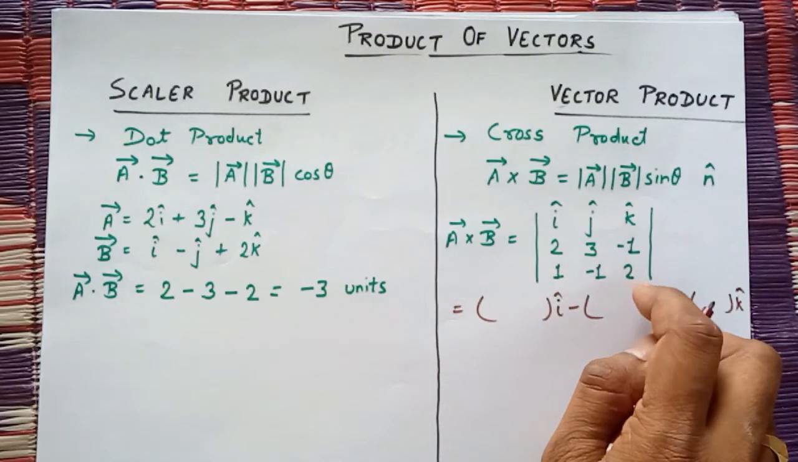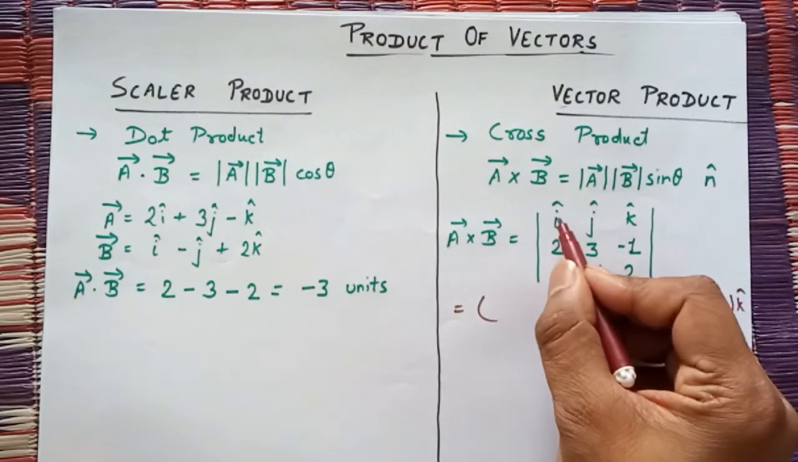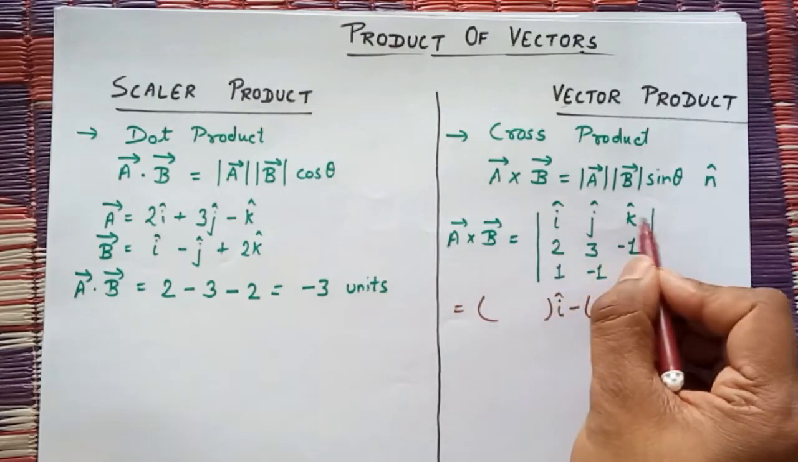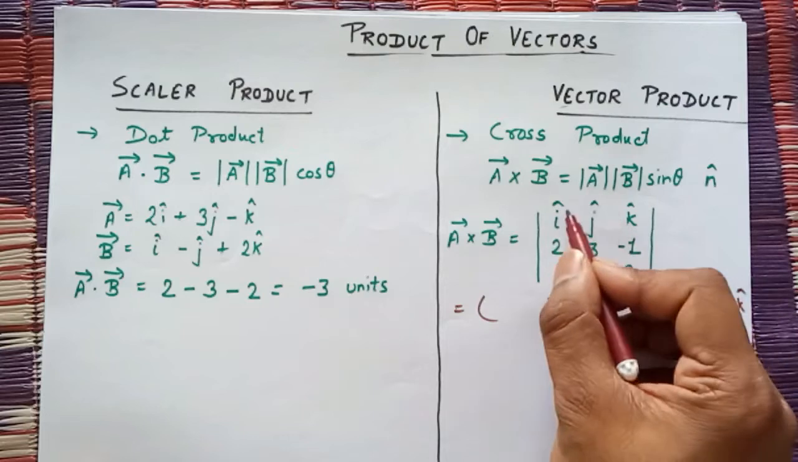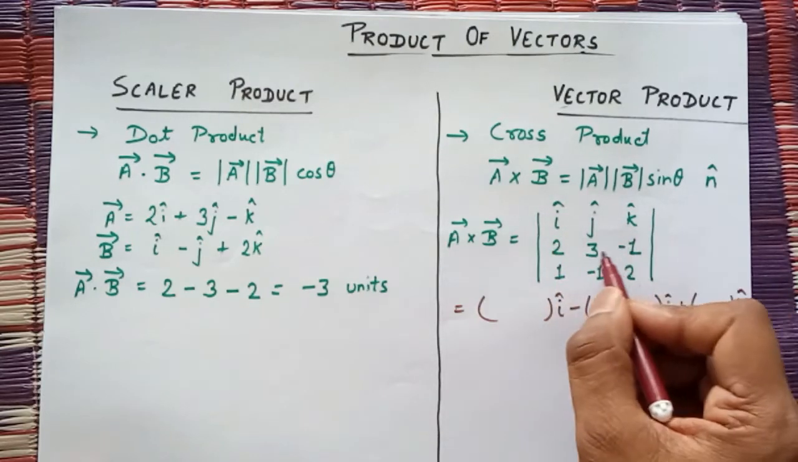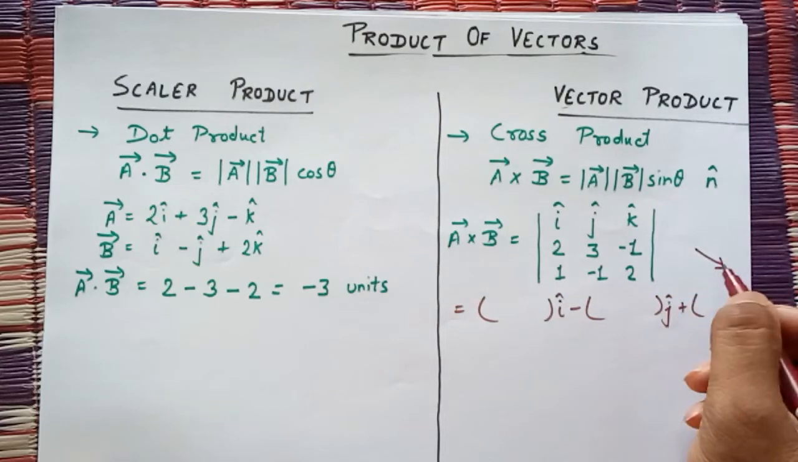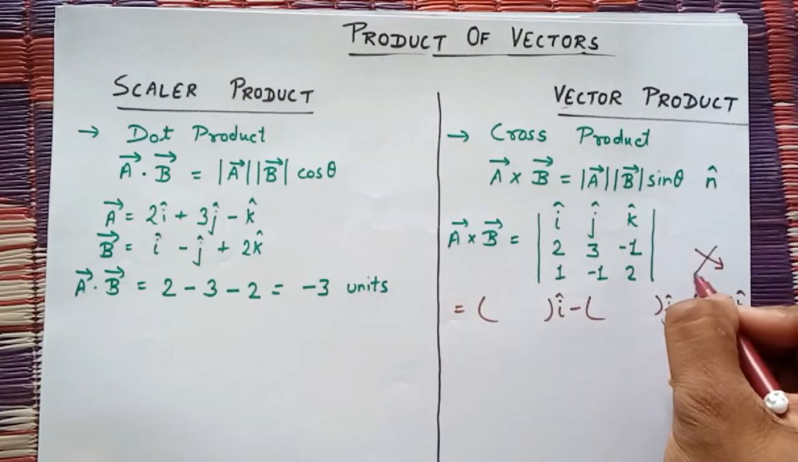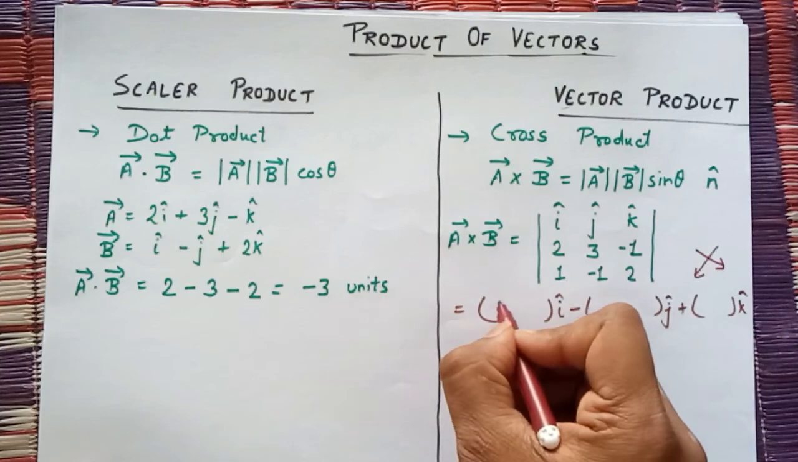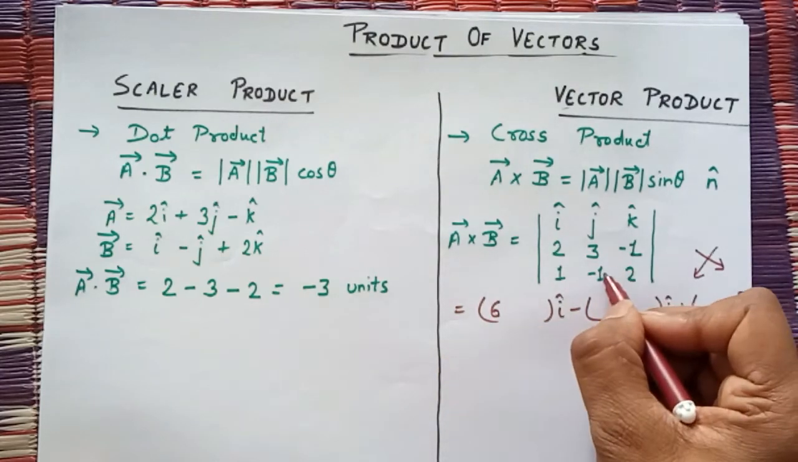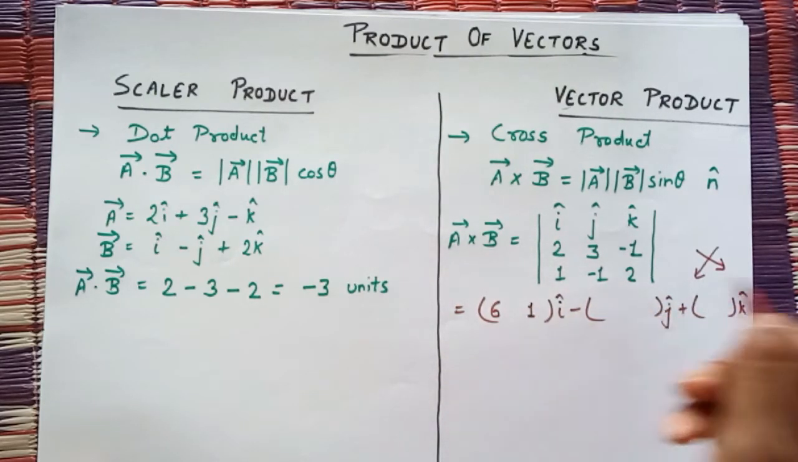And how to solve this determinant? For i cap we will eliminate this row and this column, the row and column in which i cap is coming. So we have these four quantities. First I am going in this way, then I will go in this way. So 3 into 2 is 6 and minus 1 into minus 1 is 1.